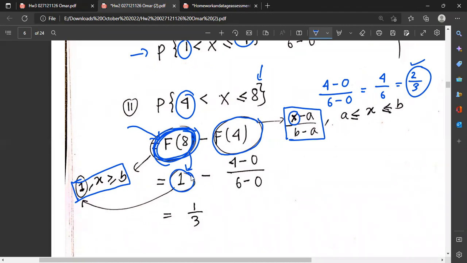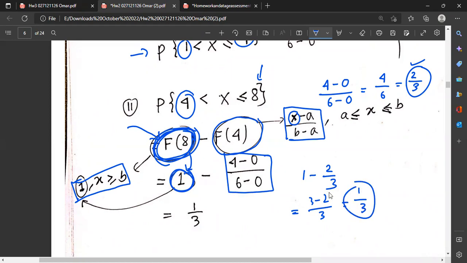And then here you see 1 minus 2 by 3, right? So 1 minus 2 by 3. This part here will be 2 by 3. So 1 minus 2 by 3 will be 3 minus 2, that is 1 by 3, right? So the final answer here is 1 by 3.